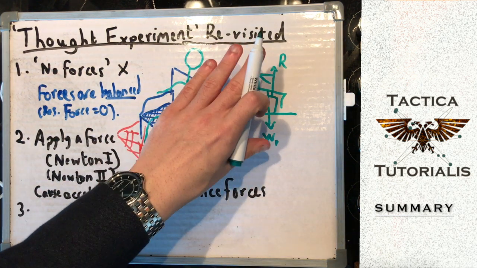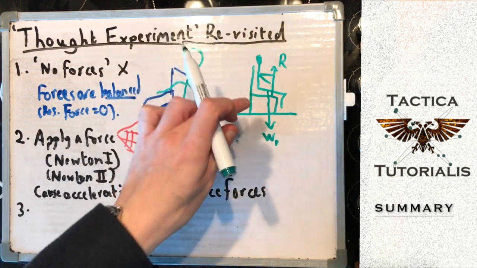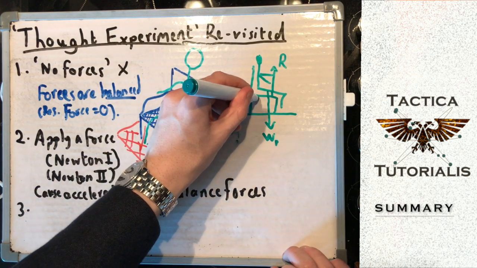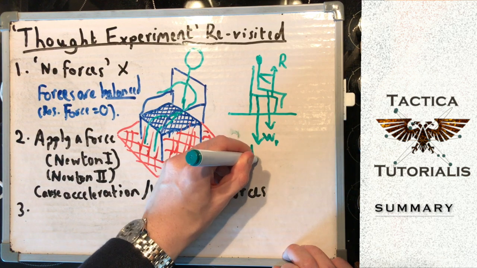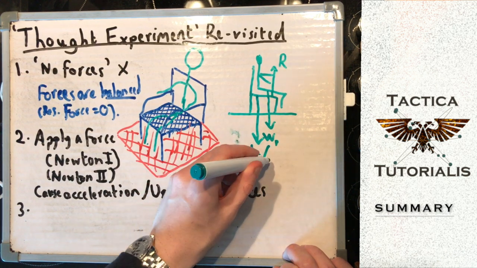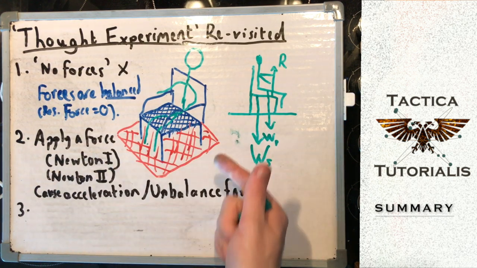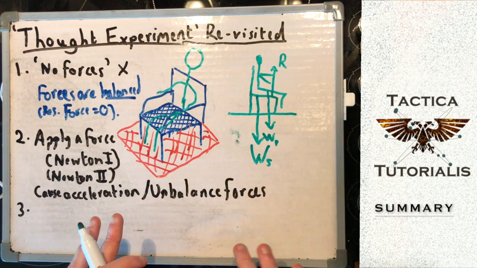So now what I'm going to do is I'm going to say that the person and the chair are pushing down on the carpet. So I'm going to put that force there. I'm going to make it slightly bigger. And I'm going to call that capital W, the weight of the system, which is the person's weight plus the chair's weight. And that is the overall downward force on the floor.